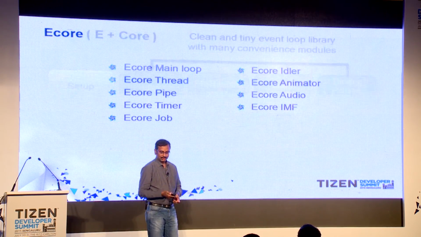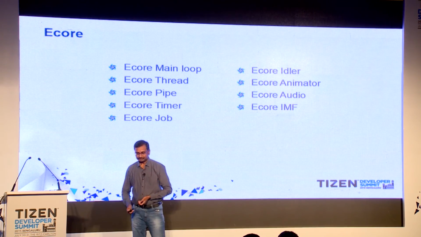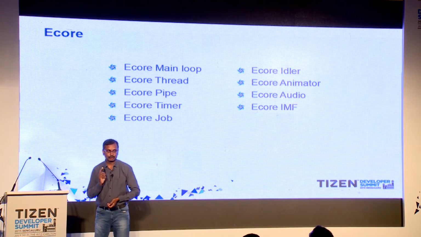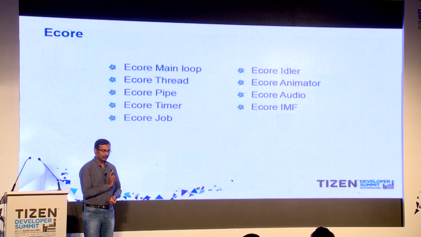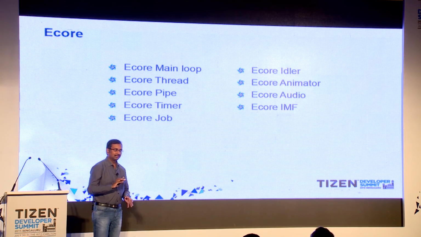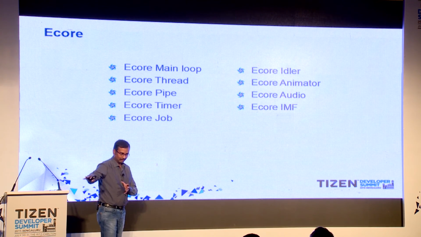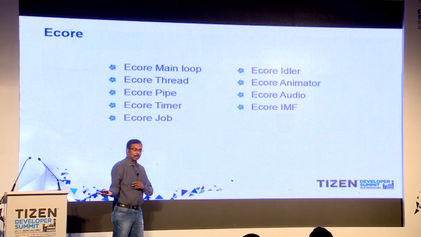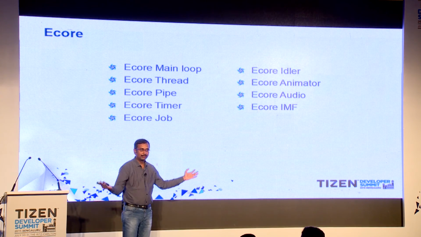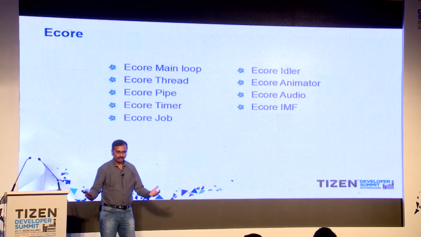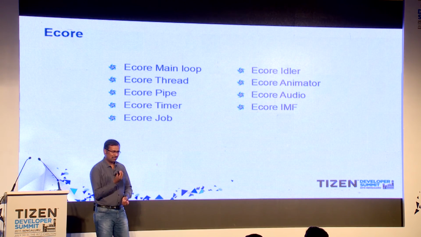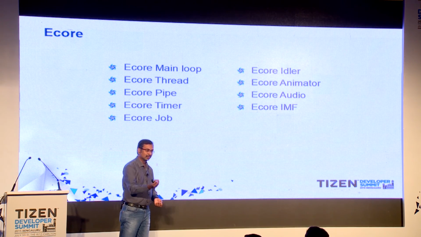That means you have to take a few things into account. Heavy tasks you should not do in the main thread, and you have to offload them. If it is a totally heavy task, use the Ecore thread, and use the Ecore pipe for communicating between the main thread and your worker thread. If it is a moderately heavy task, use the Ecore job.